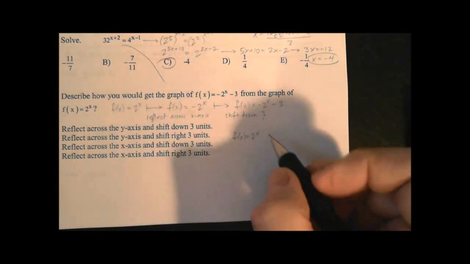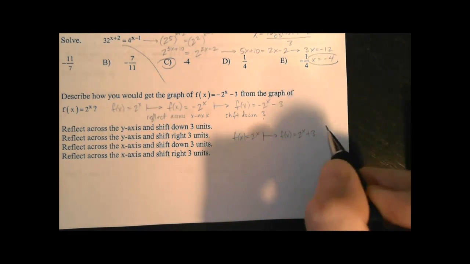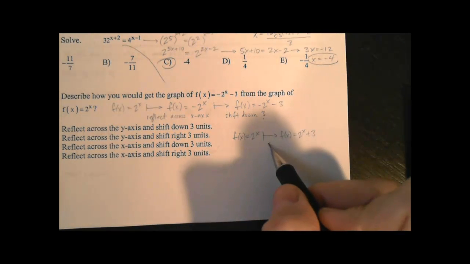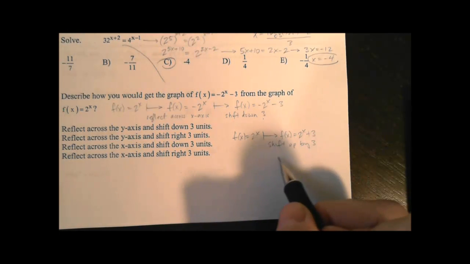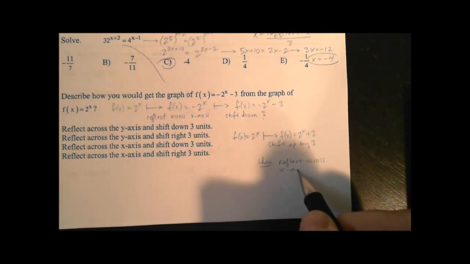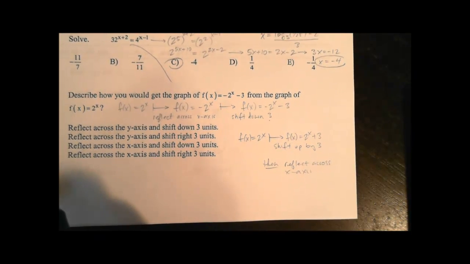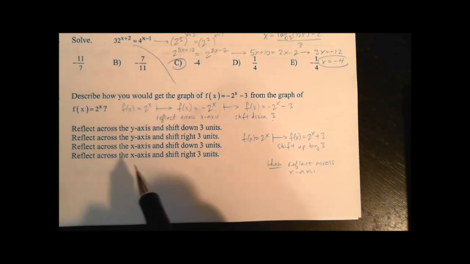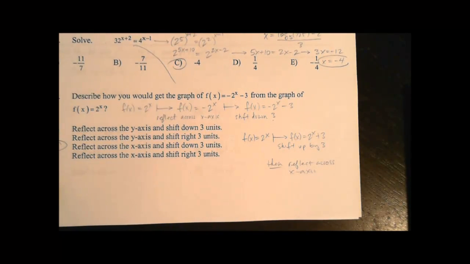So we would have then shift up by 3, then reflect across the x-axis. But in all our cases, our answers first begin with a reflection, so at least that part's easy. Reflect across the x-axis and then shift down by 3 units. So B, C.